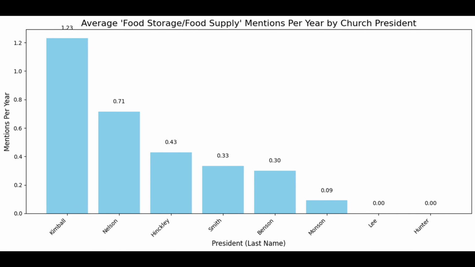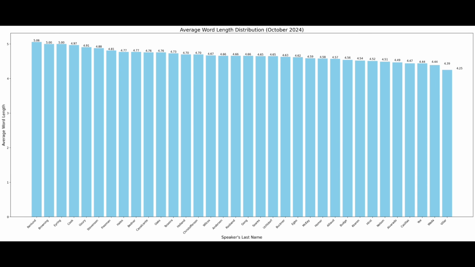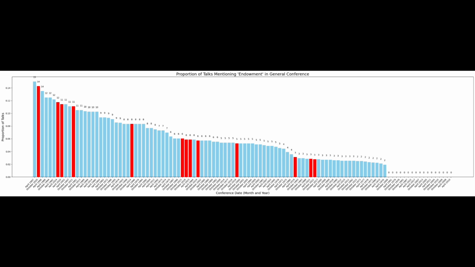The average number of mentions of food storage per year grouped by church president. Average word length of the October 2024 general conference. Proportion of talks mentioning endowment in general conference with the most recent general conferences in red.